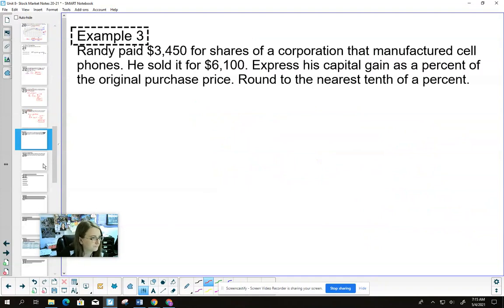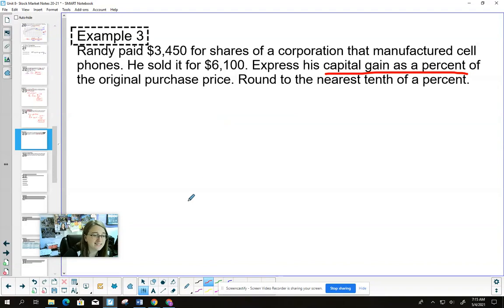Yes, we will go ahead and do this one. Okay, so this one is talking about capital gain as a percent. So this is going to be like a percent increase. Randy paid $3,450 for shares of a corporation that manufactured cell phones. He sold it for $6,100. Express capital gain as a percent of the original purchase price.